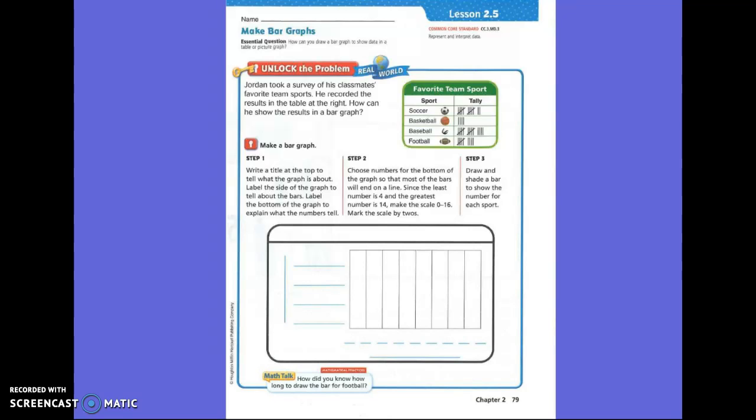Step 1, what do you have to do in step 1? Write a title at the top to tell what the graph is about. Okay, we'll stop there and let's write it. So write the title to tell what the graph is about. What are we going to write? Favorite team sport.